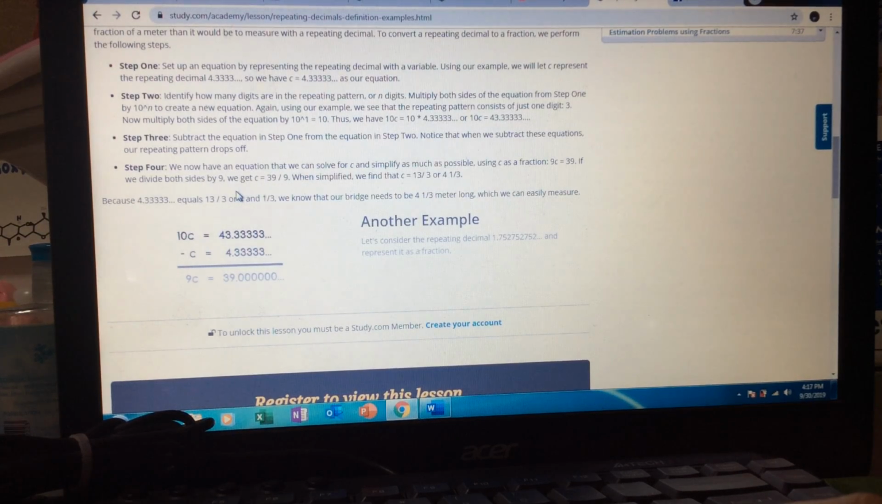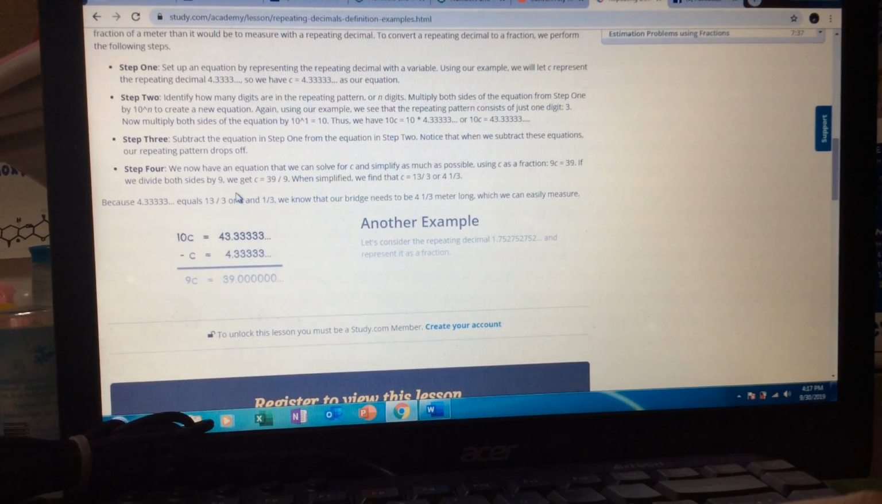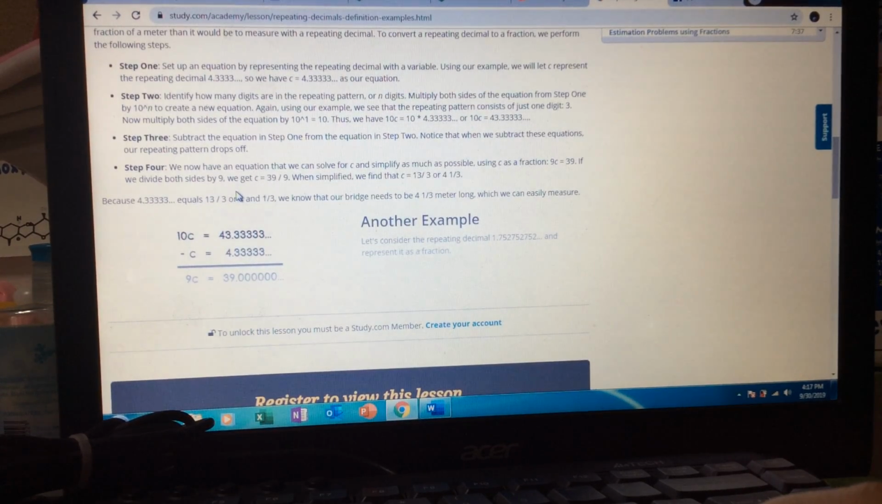Using c as a fraction, 9c is equal to 39. If we divide both sides by 9, we get c equals 39 over 9. When simplified, we find that c equals 13 over 3, or 4 and 1/3. Because 4.33333 equals 13 over 3, or 4 and 1/3, we know that our bridge needs to be 4 and 1/3 meters long, which we can easily measure.